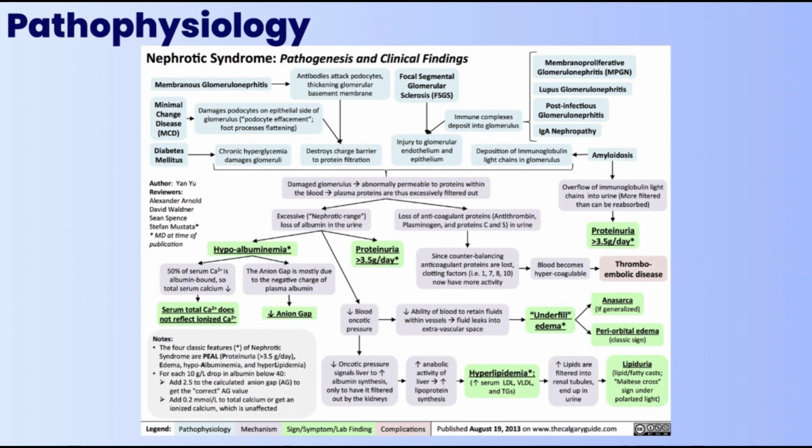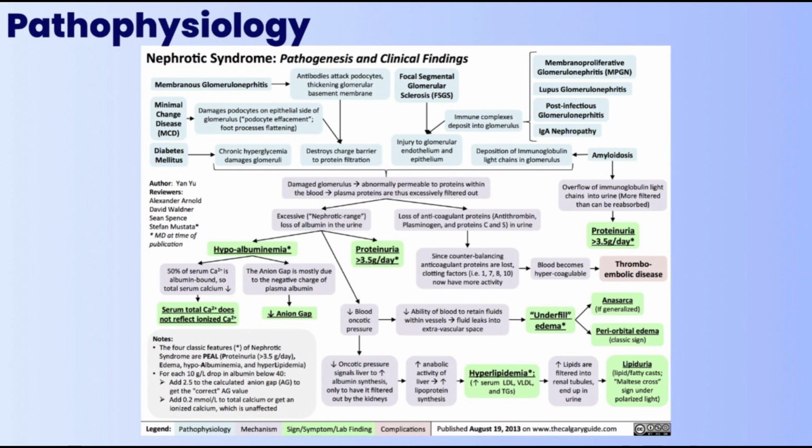Simultaneously, amyloidosis also results in more immunoglobulin light chains being filtered out into the urine, which then can be reabsorbed back into the blood. The overflow of immunoglobulin light chains into the urine will result in proteinuria of greater than 3.5 grams per day. Going back to the main mechanism, glomerular damage makes it more abnormally permeable to proteins within the blood plasma. Proteins are thus excessively filtered out from the blood into the urine.